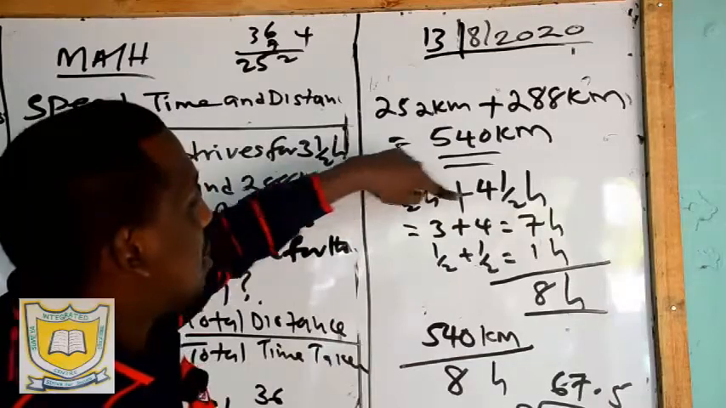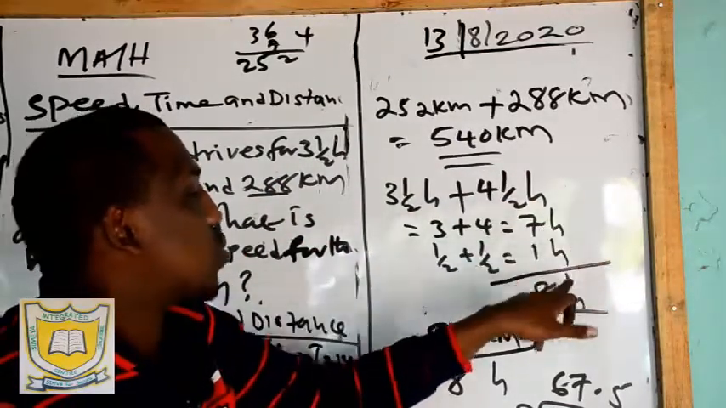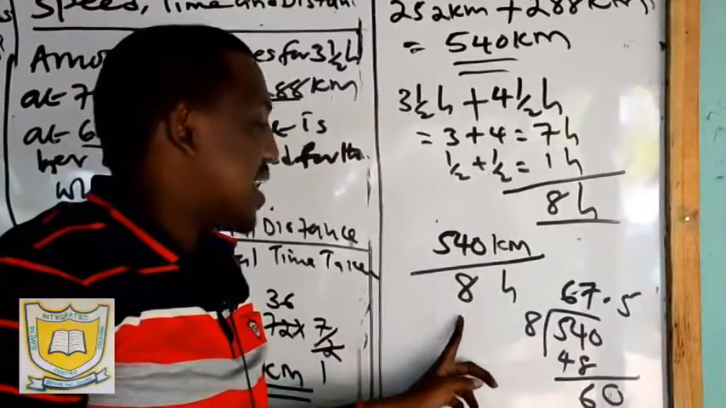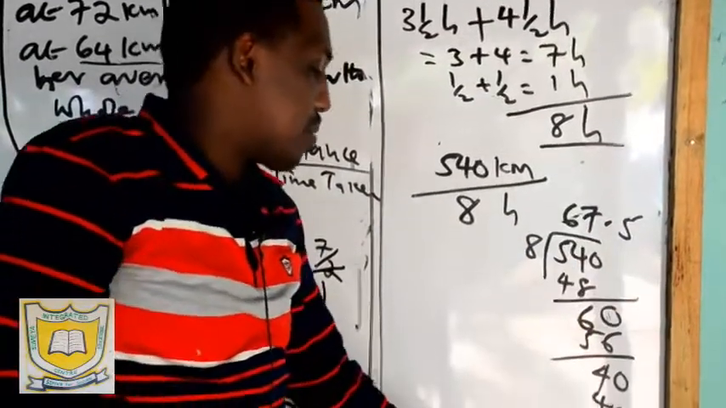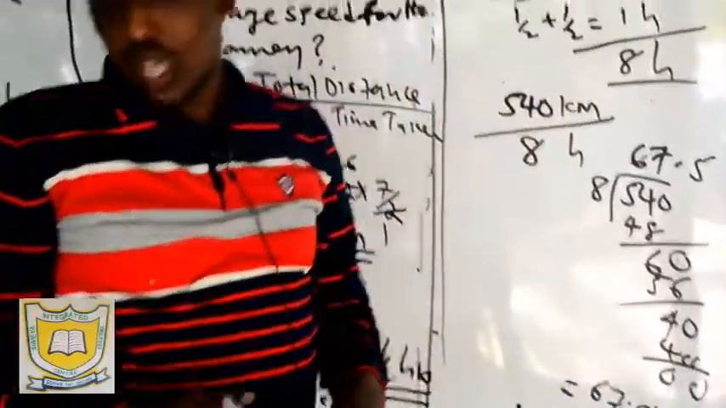So you add 3 plus 4, the whole number is 7. Half plus half is 1. Add now 7 plus 1, total time is 8 hours. So 540 over 8. After dividing, 540 divided by 8, you will get 67.5 kilometers per hour. That is how we find it.